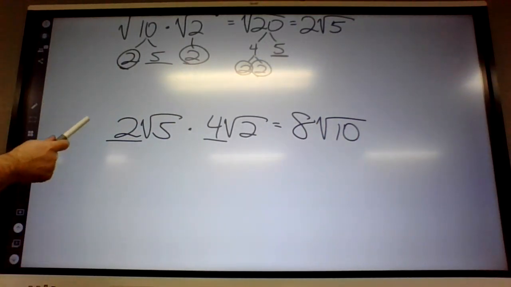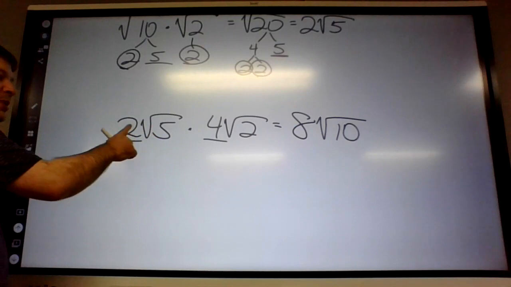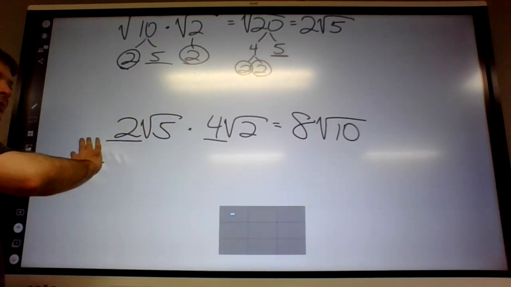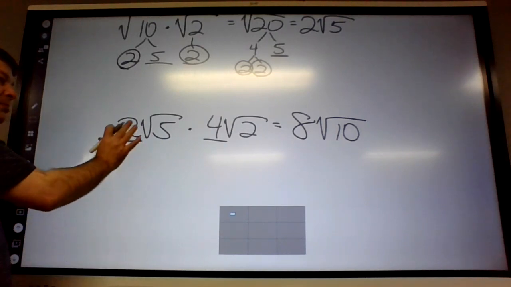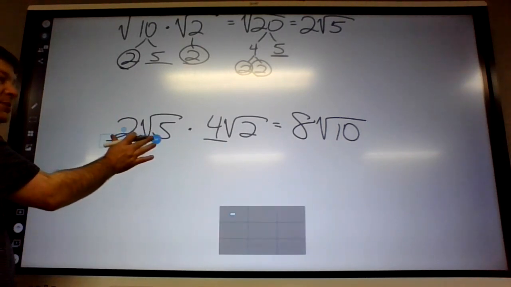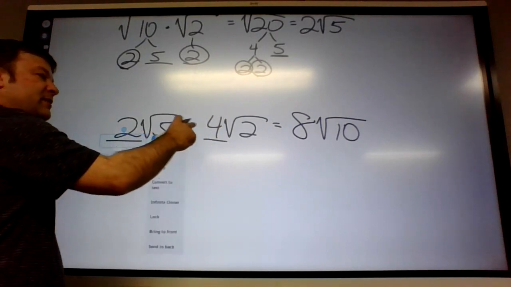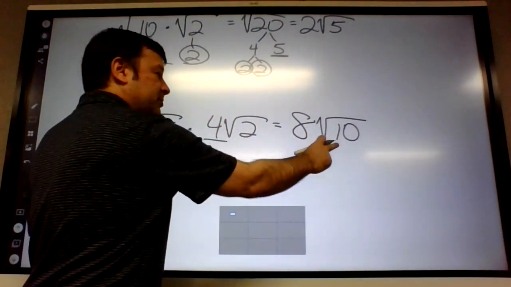Alright, so 2 times square root of 5 does not simplify. It can turn into a messy decimal, but we don't call that simple. So that's why we leave them separate, 2 square root of 5. But 2 times 4, that simplifies. Square root of 5 times square root of 2, that simplifies.